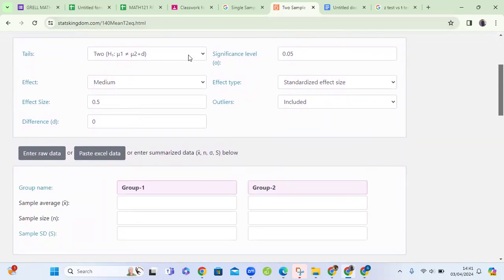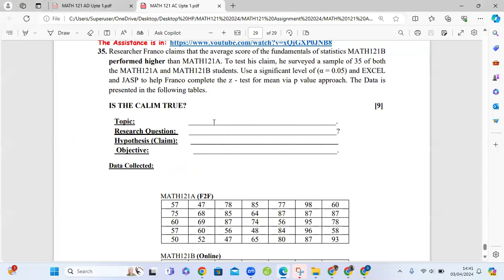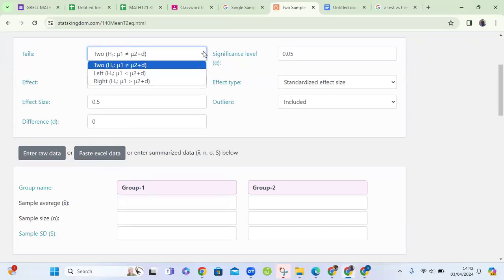And what are we comparing? We are comparing whether one is higher than the other. The claim is that B performed higher than A. Higher, this looks like a right tail. Right tail. And we want to enter raw data, with a significance level of 0.05.